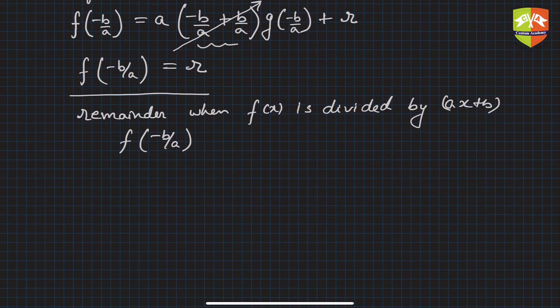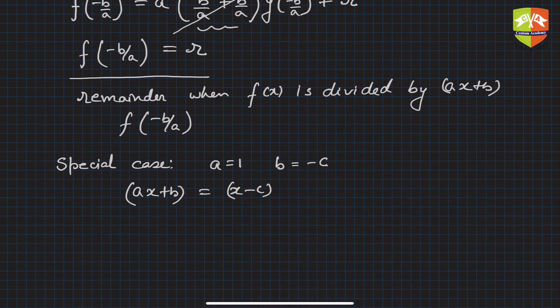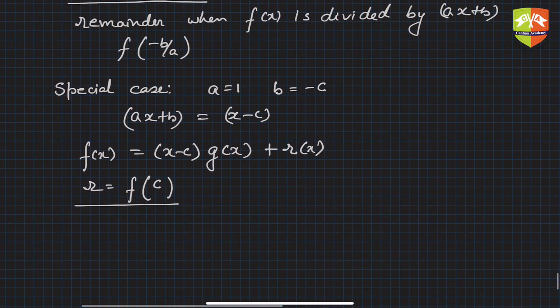Now, a special case. What is the special case? Let's say a is equal to 1 and b is equal to minus c, and then we'll get back to our initial form. In that case, ax plus b will simply be x minus c. So, friends, if you divide f(x) by x minus c, let's say the quotient is g(x) and the remainder is r, a constant term. Then r will be simply f(minus b by a). Minus b was c, and a is 1, so f(c). So simply r is f(c). Correct? Is that okay? This is what is called the remainder theorem.